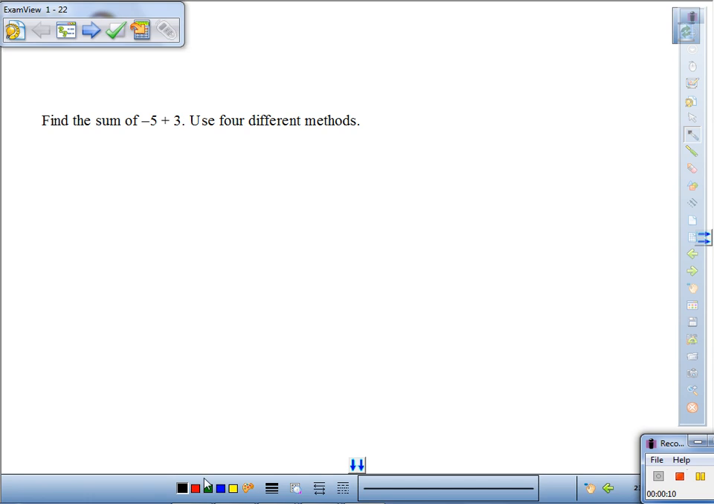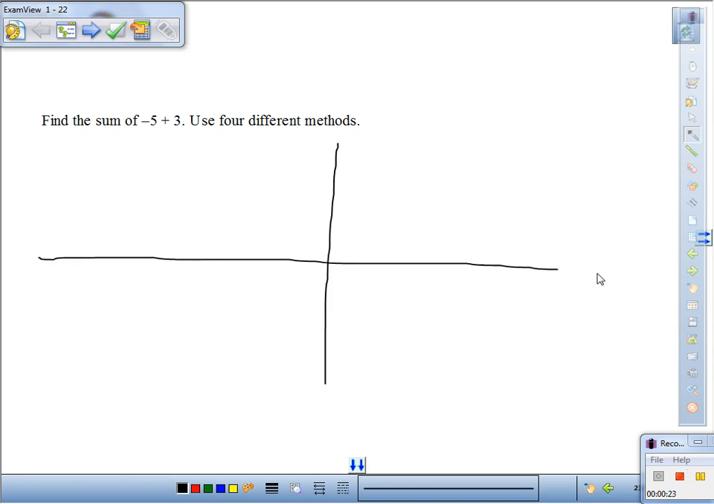Now, some of you used different methods, but what are the 4 methods that I showed you? Here they go. I'm going to make 4 partitions. The first method, using tiles. -5: 1, 2, 3, 4, 5. +3: 1, 2, 3. Identify the 0 pairs. What do we have left? -2.